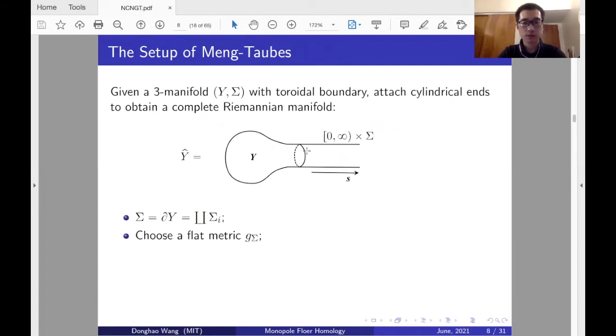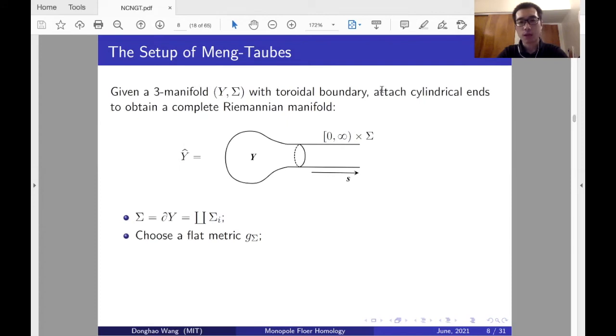In this picture here, Y is a three-manifold with toroidal boundary. Its boundary sigma is a union of two tori. It can be disconnected, and each boundary component is a two-torus. The genus is one. And then we will choose a flat metric for the boundary and choose an arbitrary extension of the Riemannian metric to the interior of Y.